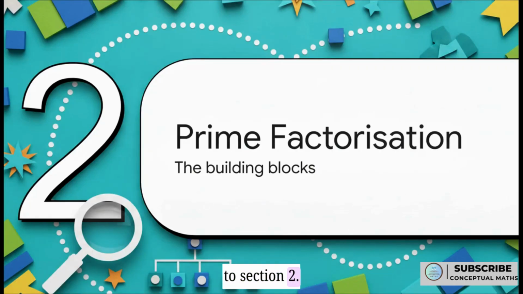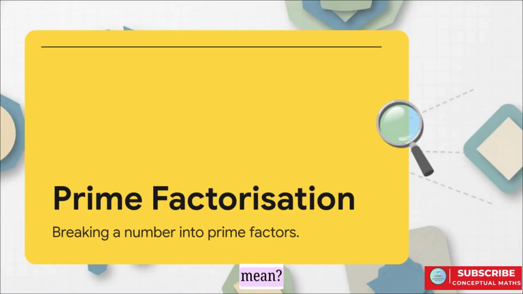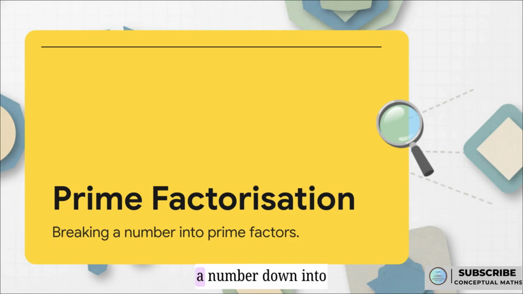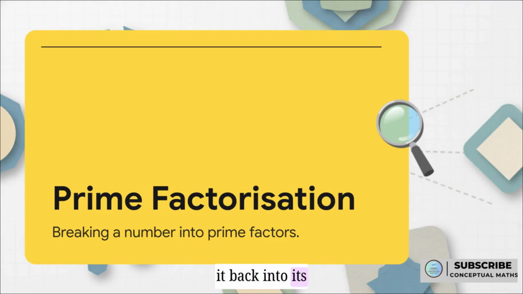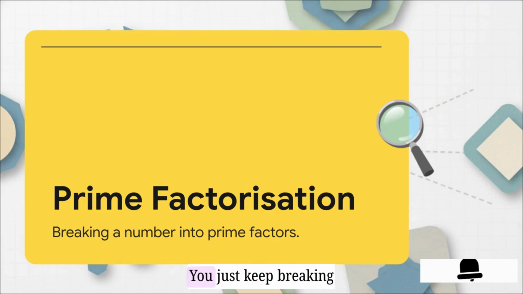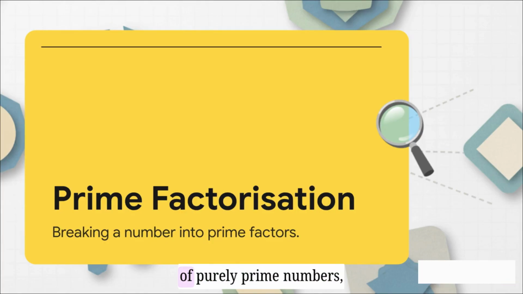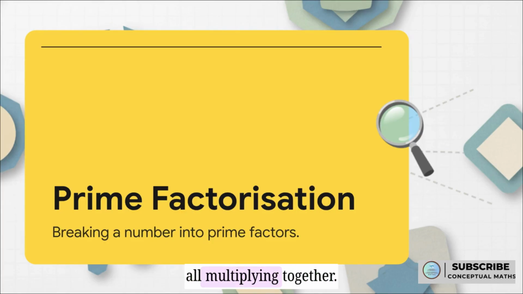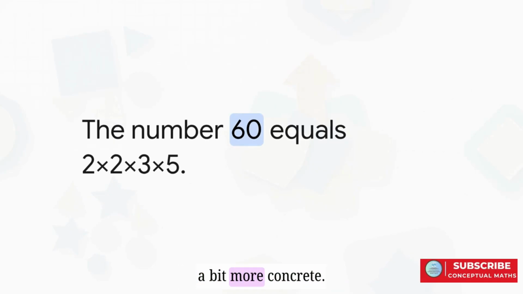All right, moving on to section 2, the prime factorization method. So what does that actually mean? Well, prime factorization is simply the act of breaking a number down into the multiplication of its prime factors. Think of it like taking a big, complex Lego building and dismantling it back into its most basic fundamental bricks. You just keep breaking a large number down until you're left with nothing but a sequence of purely prime numbers all multiplying together. Let's walk through an example step by step to make this a bit more concrete.